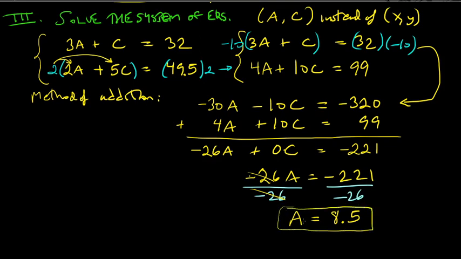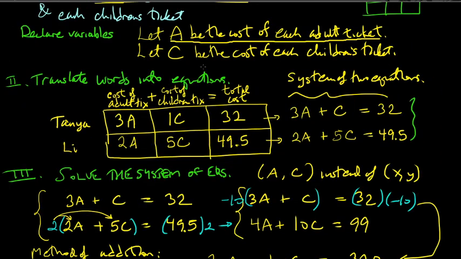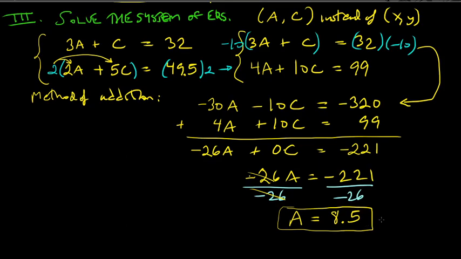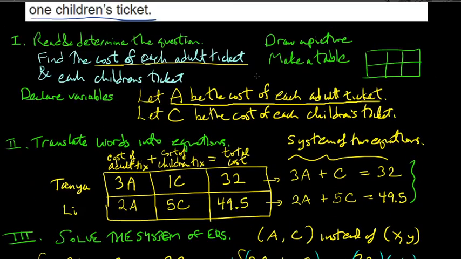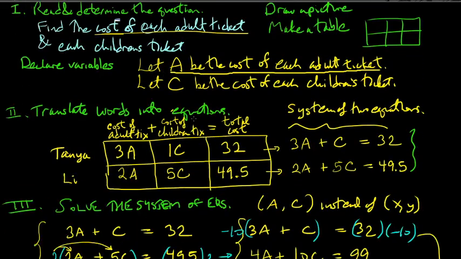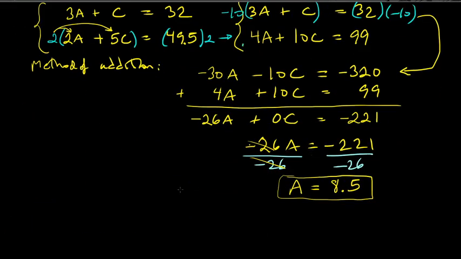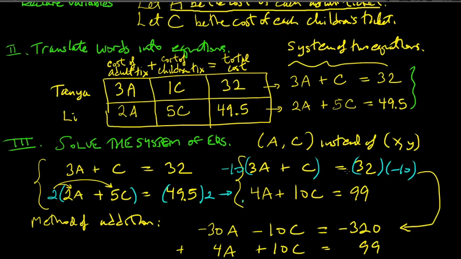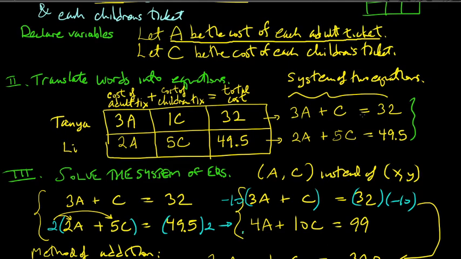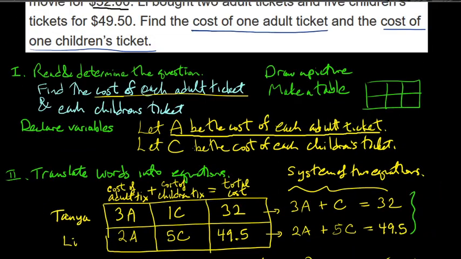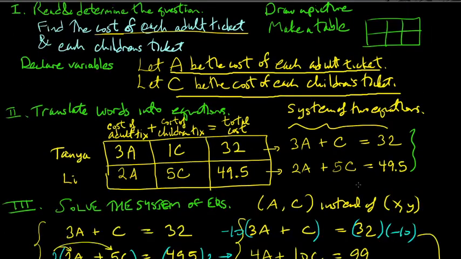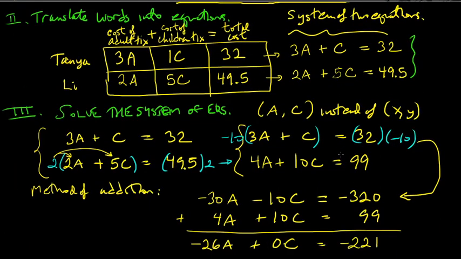We have A. What is A? A is the cost of each adult ticket. So each adult ticket costs 8.5 what? Well, these were all in dollars, right? So $8.5. Okay. Makes sense. So we need one more thing. We need to find the cost for each children's ticket. So we need to find C.